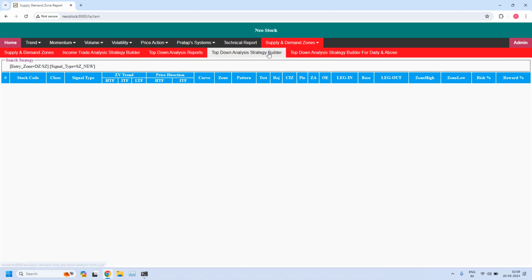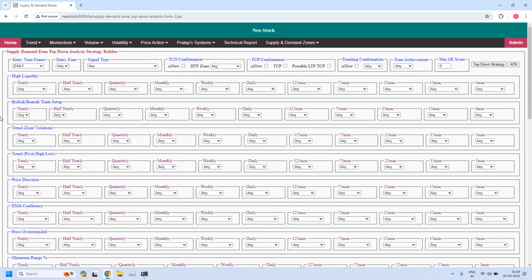Now let us find the stocks having a weekly EMA confluence. So I'm selecting entry time frame weekly. Here we have EMA confluence in weekly time frame. Let us identify weekly demand zones having weekly EMA confluence. So this is the weekly demand zone having weekly EMA confluence.